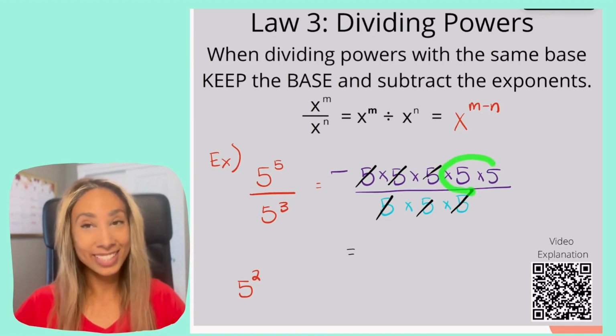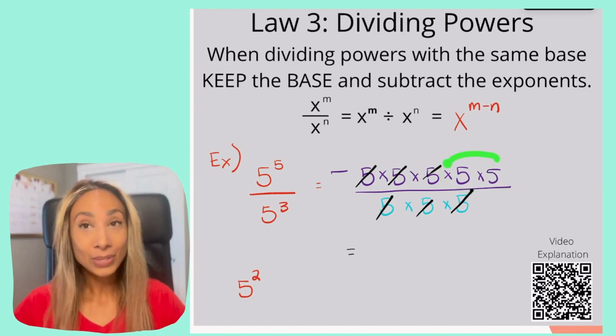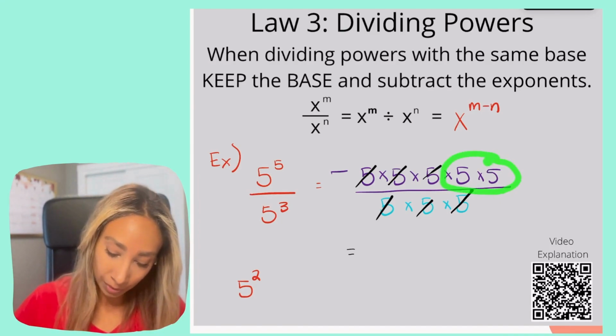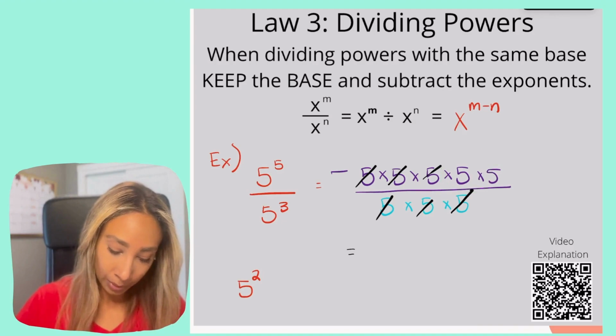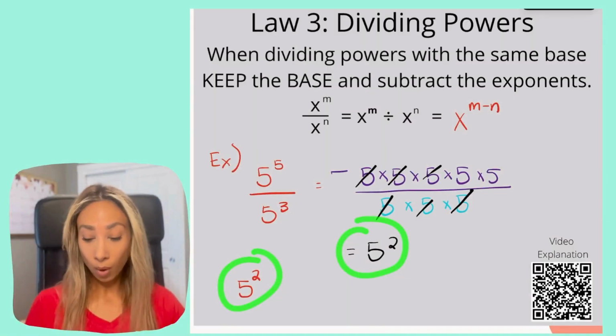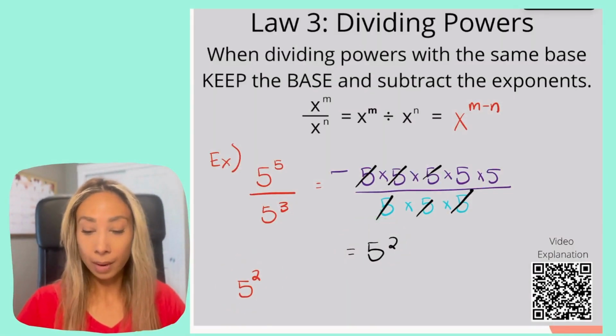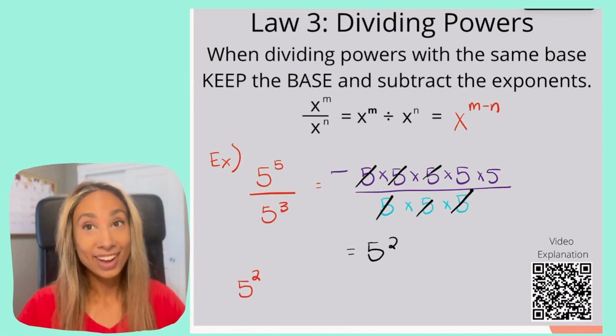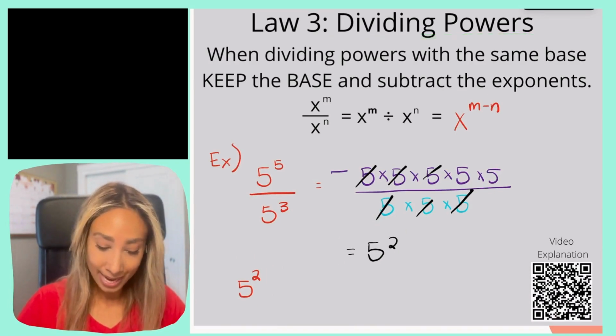Our final answer leaves us with 5 times 5. So that's going to be 5 to the power of 2, which is the same answer I got here. So that's why it works. But again, we're using our divided power law, so we can just subtract the exponents.